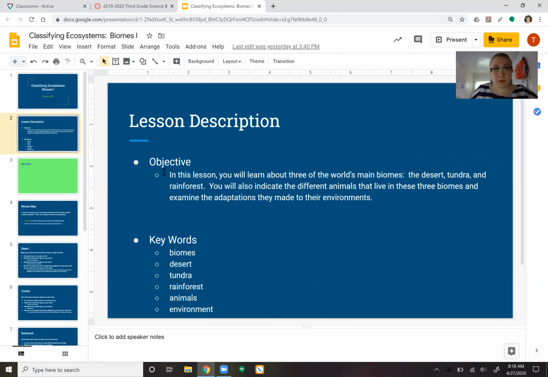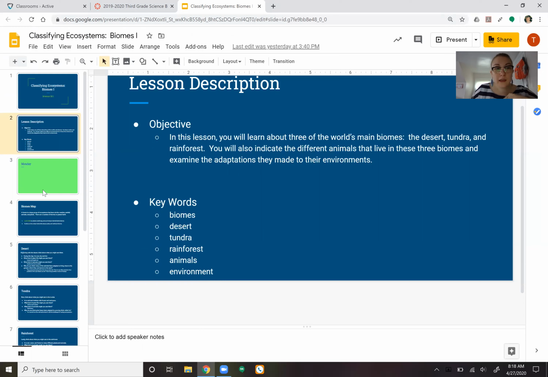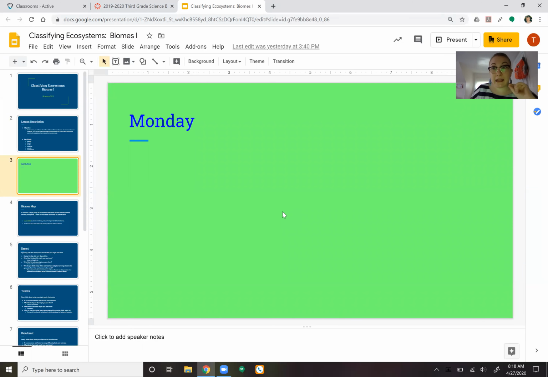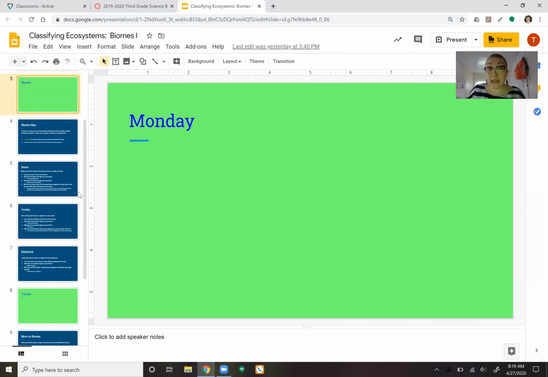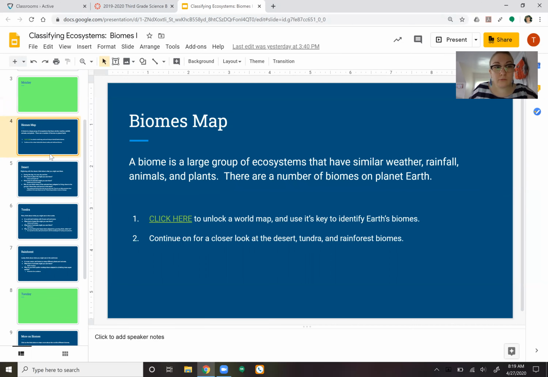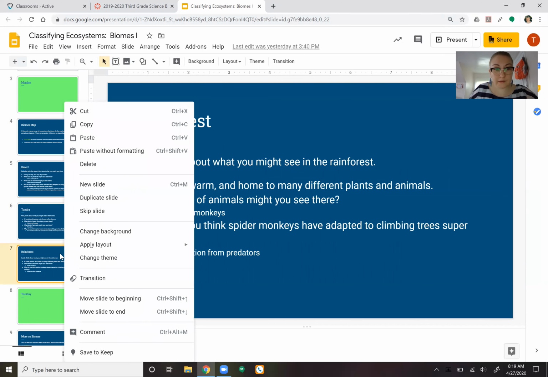Here's the lesson description. Your objective is that you are going to learn about 3 of the world's main biomes, the desert, tundra, and rainforest. And you'll also indicate the different animals that live there and examine the adaptations they've made. And keywords are biomes, desert, tundra, rainforest, animals, environment. Then this says Monday. So the slides that follow are what you're going to do today on Monday. You'll read about biomes map, desert, tundra, rainforest.